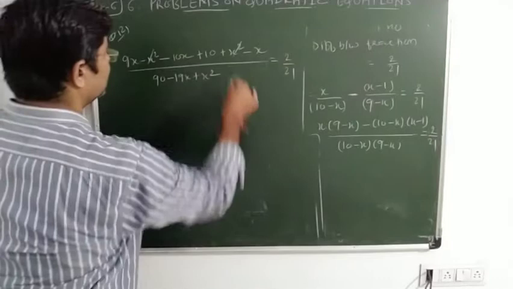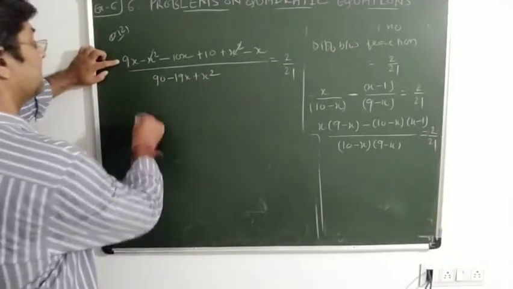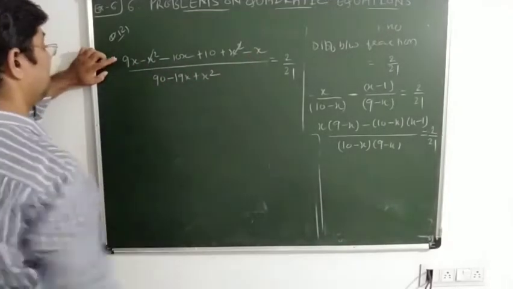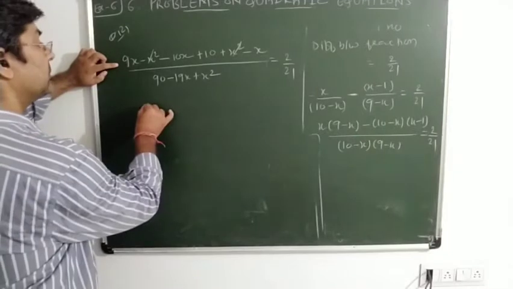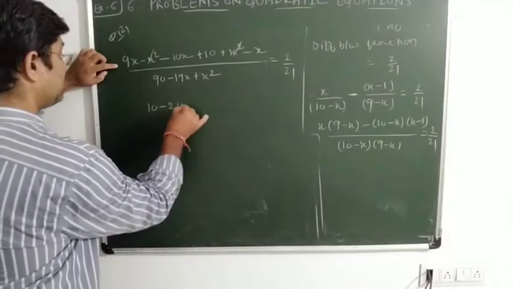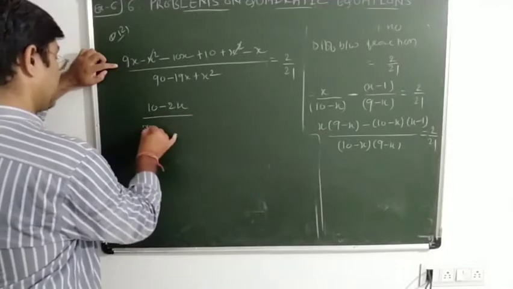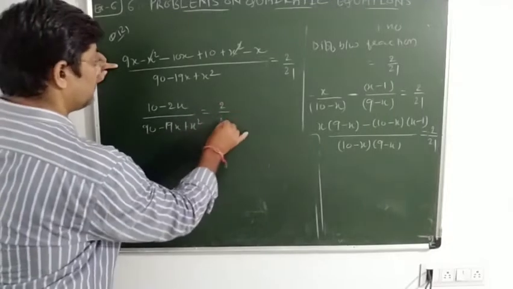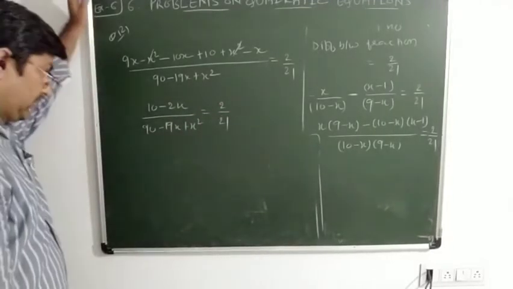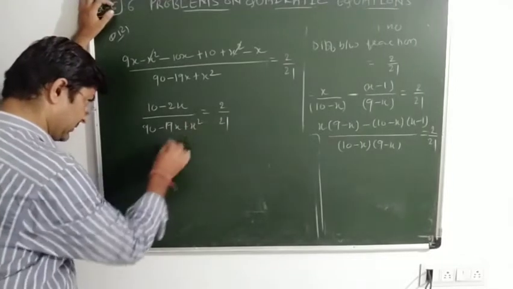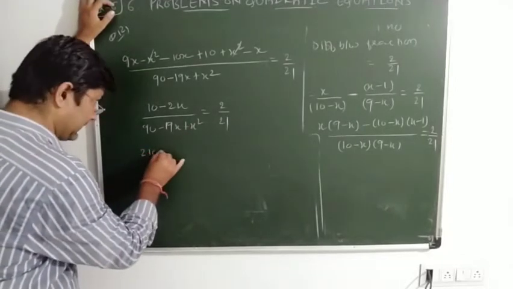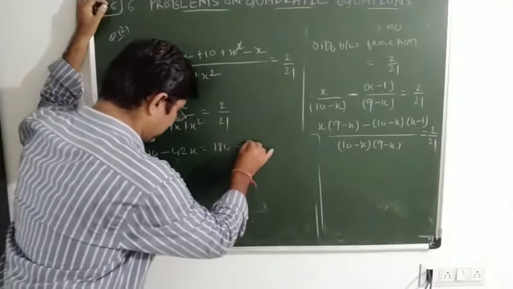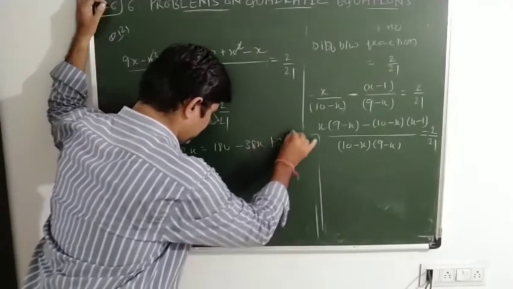Okay, minus x square plus x square will get cancelled. 9x minus x, 8x. Okay, minus 10x minus x, minus 11x, plus 9x, minus 2x. So 10 minus 2x upon 90 minus 19x plus x square is equal to 2 by 21. Okay, cross multiply. So 21 tens are 210 minus 42x is equal to 180 minus 38x plus 2x square.